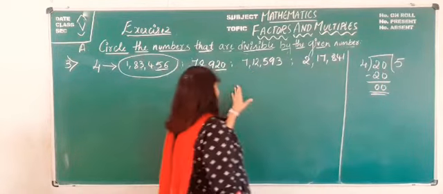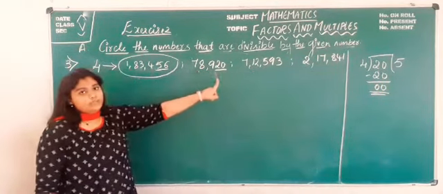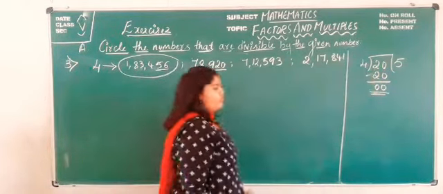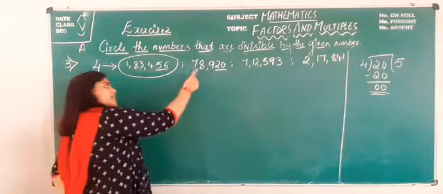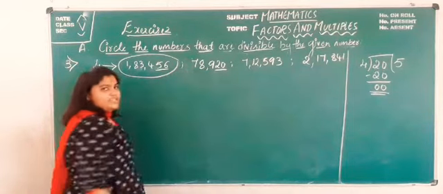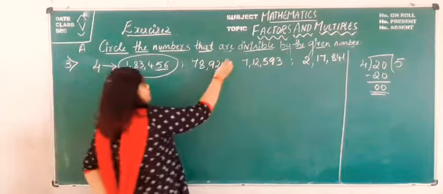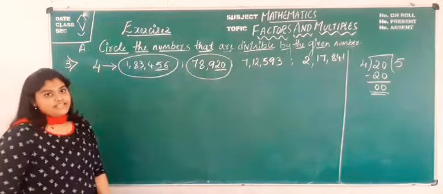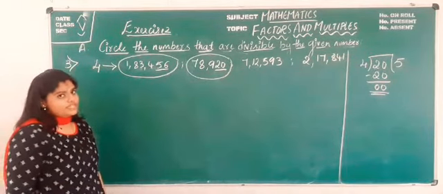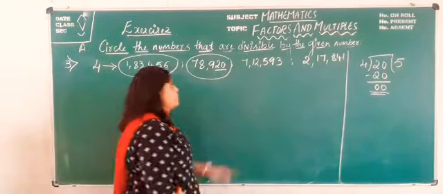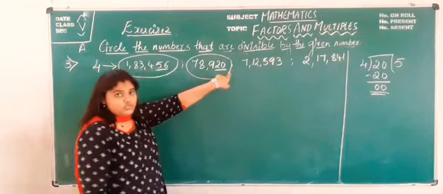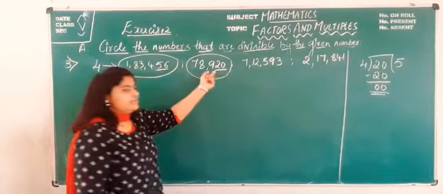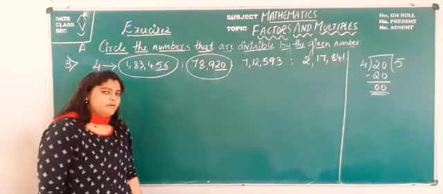In the given number 78,920, the last two digits are 20, and we saw that 20 is divisible by 4. Therefore, 78,920 is divisible by 4. So what will we do? We will circle this number, because the last two digits were 20 and 20 is divisible by 4.